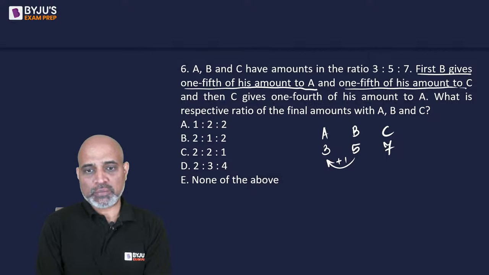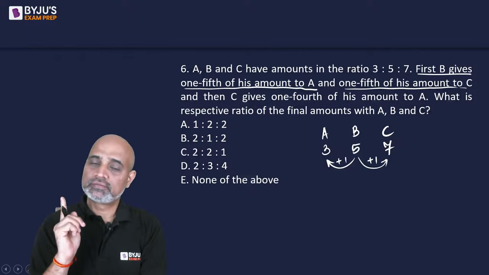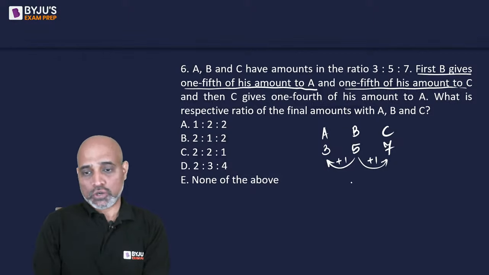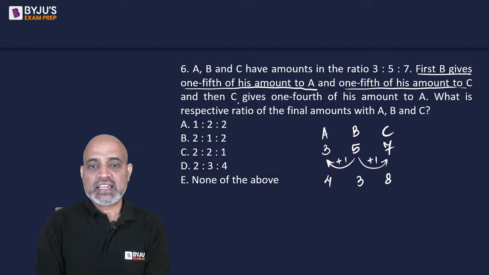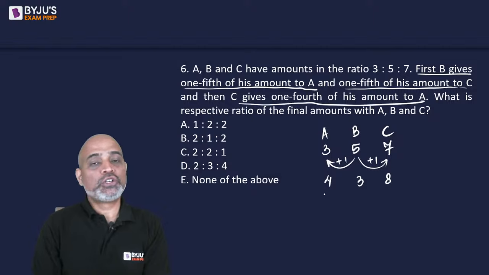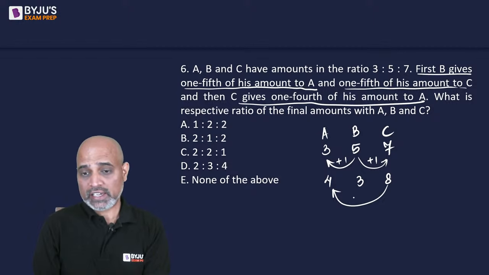And 1/5 of his amount to C. So 1/5 of 5 will be another 1. तो वो C को दे देता है. Right? So B is now left with 3, A is left with 4, and C is left with 8. These are the values we have. Right? Next it says C gives 1/4 of his amount to A. C gives 1/4. 1/4 of 8 is going to be 2. Right? He gives 2 to A.